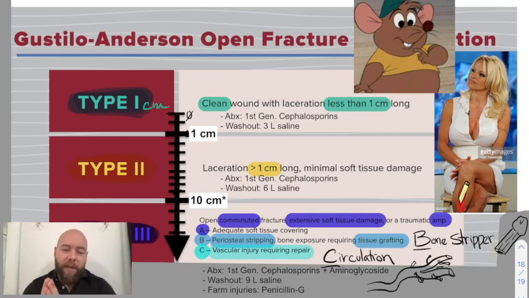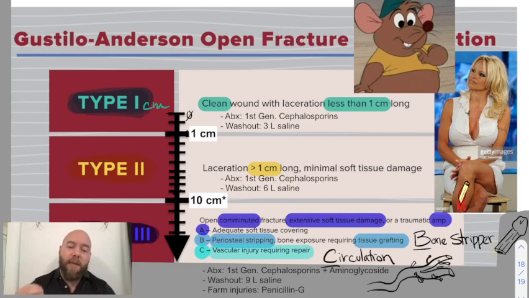B, 3B is for bone stripper. That's why I have Pamela Anderson here. She is representing a different side of life, and there is periosteal bone stripping or bone exposure, which requires tissue graft. Now, this is difficult because when you're asked the question, is it an A, B, or C, you can't really see periosteal bone stripping if you're just given a little tiny image. So you would just verbalize that, oh, if there's periosteal bone stripping, it's a B.